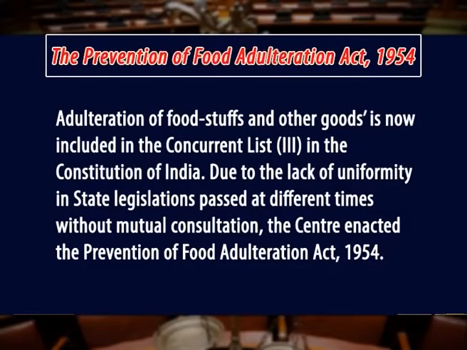Adulteration of foodstuffs was so rampant, widespread and persistent that nothing short of a somewhat drastic remedy in the form of comprehensive legislation became the need of the hour. Adulteration of foodstuffs and other goods is now included in the concurrent list in the Constitution of India. Due to the lack of uniformity in the state legislations passed at different times without mutual consultation, the Centre enacted the Prevention of Food Adulteration Act 1954.